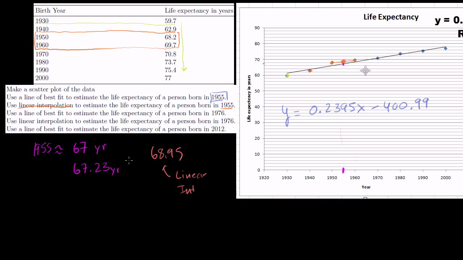That's giving us a slightly higher estimate than our line of best fit across all of the data. And you can even eyeball it if you look at it right there. Let's do the next one.